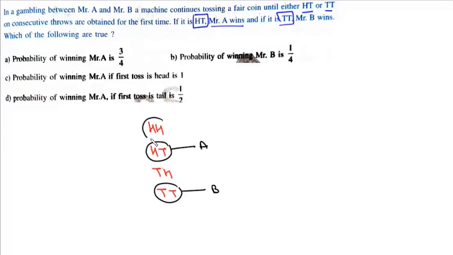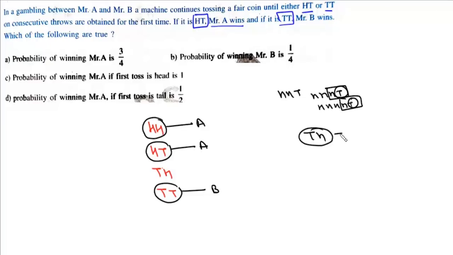Now, what about HH? If we get HH, then the machine is either going to throw heads or tails. If you look at this sequence, then it could be HHT, or it could be HHHT, or it could be HHHHT. So, once we get any T, we will always get this HT. So, in this case also, Mr. A is going to win and Mr. B cannot win. Now, if you look at TH, we cannot get two T's, because whenever we get this first T, we'll get this condition of HT. So, in this third case also, Mr. A is going to win.